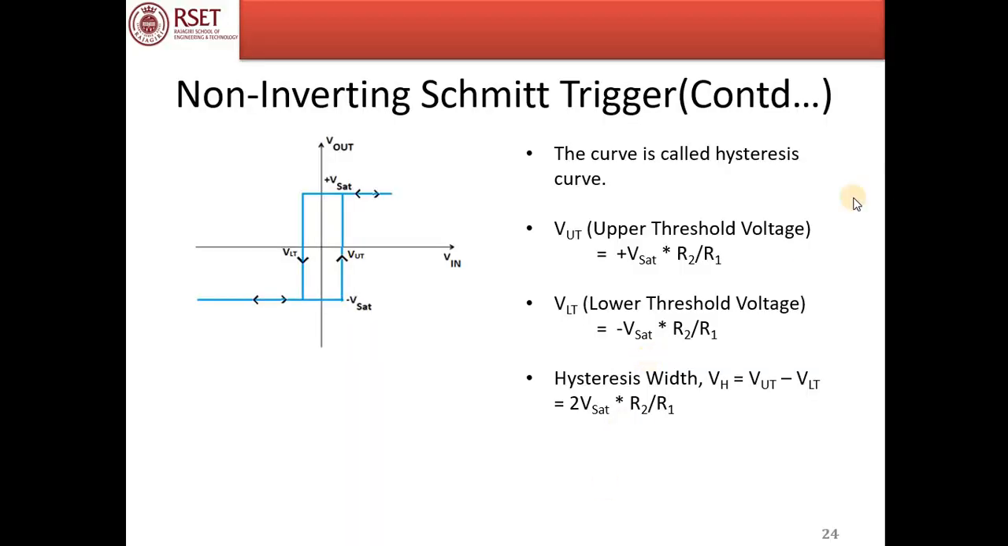So with that we have come to an end of the topic comparator, zero crossing detector and Schmitt trigger. We saw 2 open loop comparators, which are a basic comparator and a zero crossing detector. Then we went for a comparator with a positive feedback, that was a Schmitt trigger. We saw inverting and non-inverting Schmitt triggers, understood the hysteresis curve, upper threshold voltage and lower threshold voltage. We worked out 2 design problems of an inverting Schmitt trigger.